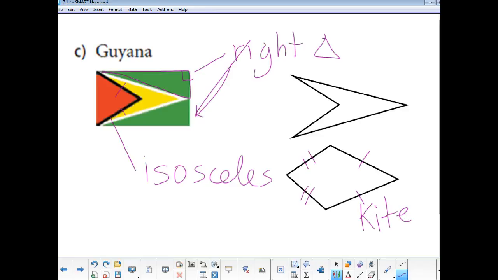And this top one is also a kite, because this side is touching this side at this vertex, and they're the same length, and these other two sides are the same length as well. So you could call this a kite or an irregular quadrilateral. Either one of those would be okay.